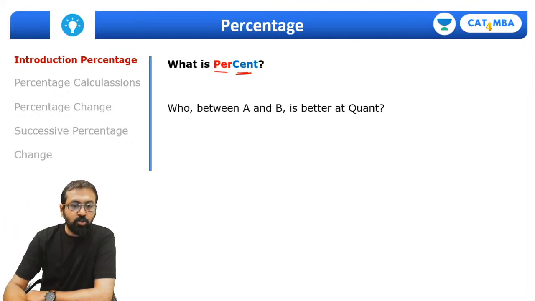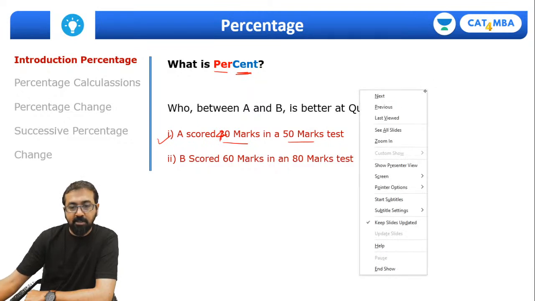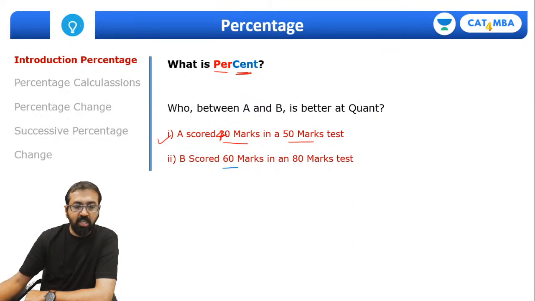Now let me take one situation to help you understand this. Suppose I ask you this question: who between A and B is better at quant? A appeared for the test and A scored 40 marks in a 50 marks test, and B scored 60 marks in an 80 marks test. Can I say B has scored more marks than A, so B is better?